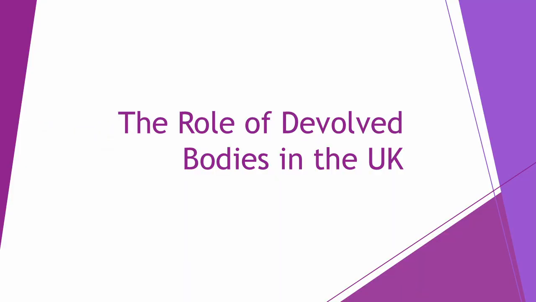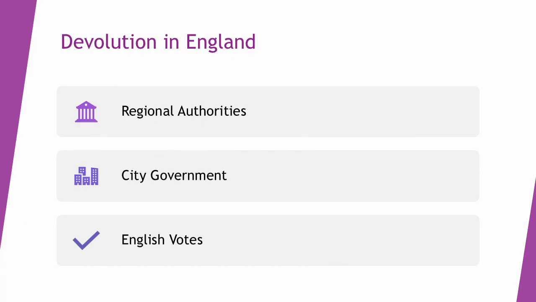Devolution is the transfer of powers from the UK Parliament to regional governments in Scotland, Wales, and Northern Ireland, as well as to local authorities in England. Devolution in England has included the creation of regional authorities, the establishment of a city government in London, and the introduction of English votes for English laws.